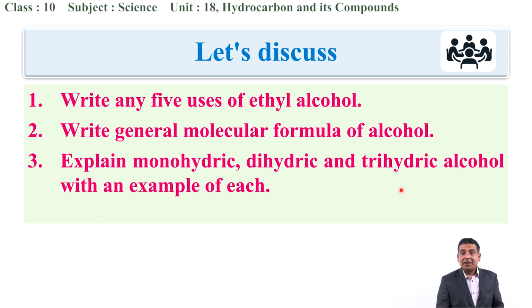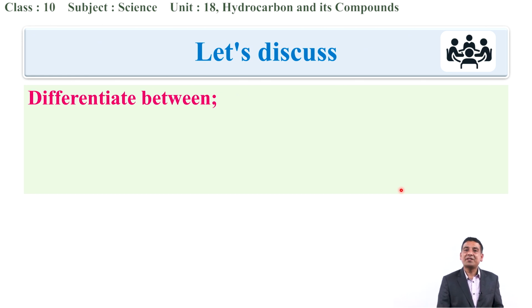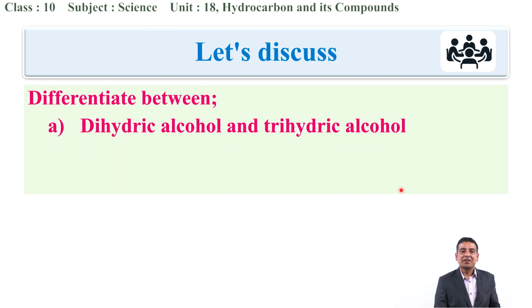Okay. Next question is differentiation. You have to differentiate between dihydric alcohol as well as trihydric alcohol. Can't you do this? Yes, obviously you can, because as per our discussions, the alcohol which consists of two alcoholic or two hydroxyl groups is dihydric, as well as the alcohol which consists of three hydroxyl groups is called trihydric, and you may give some examples and their uses too.